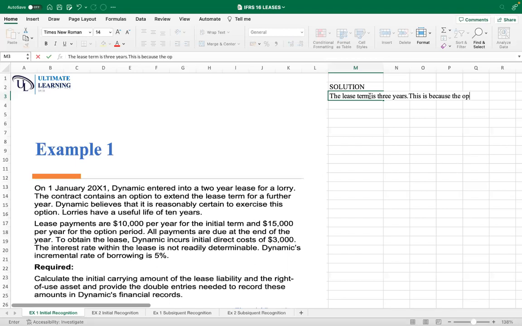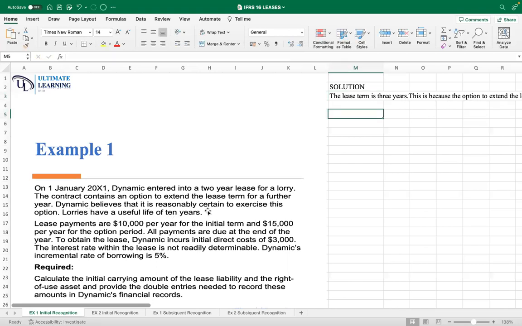the option to extend the lease is reasonably certain to be exercised. If it was not certain, we could have only recognized 2 years. But you are being told Dynamic believes that it is reasonably certain to exercise this option.